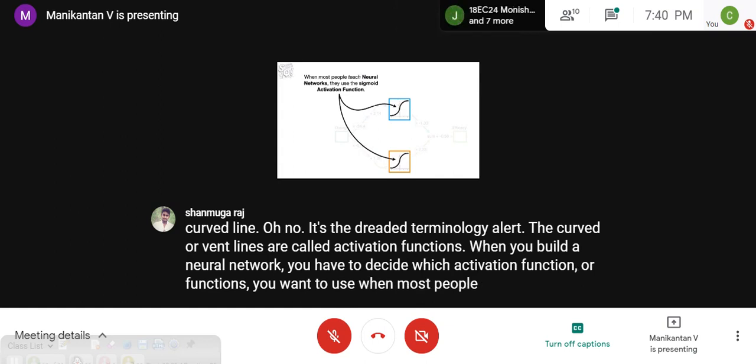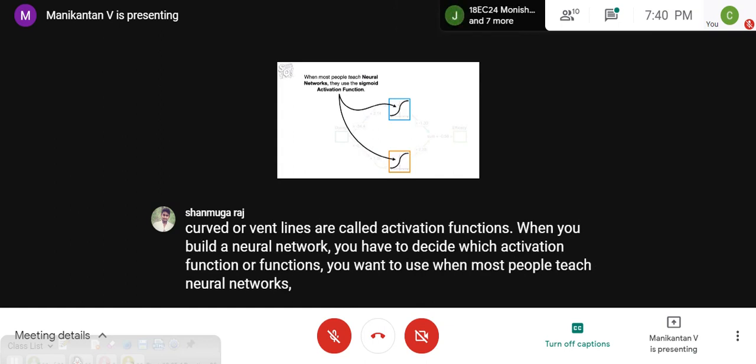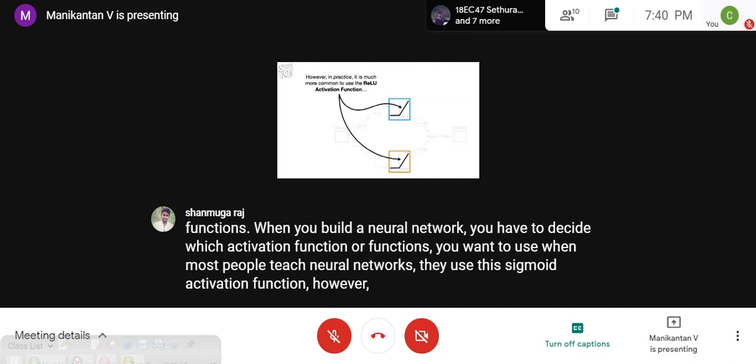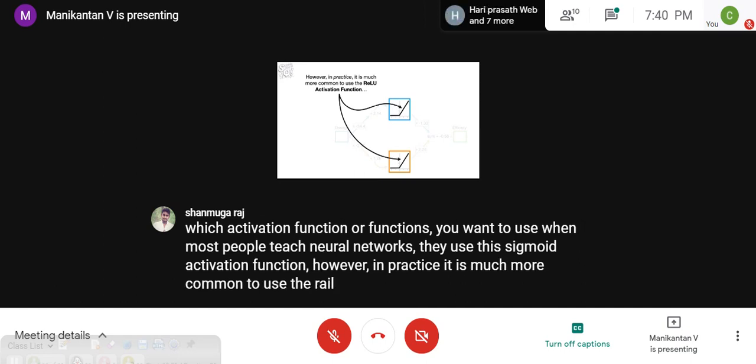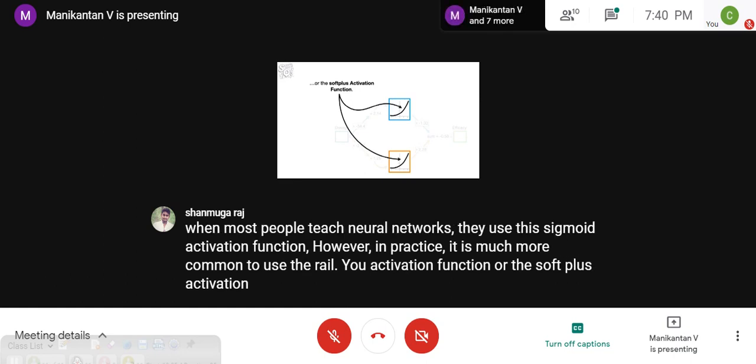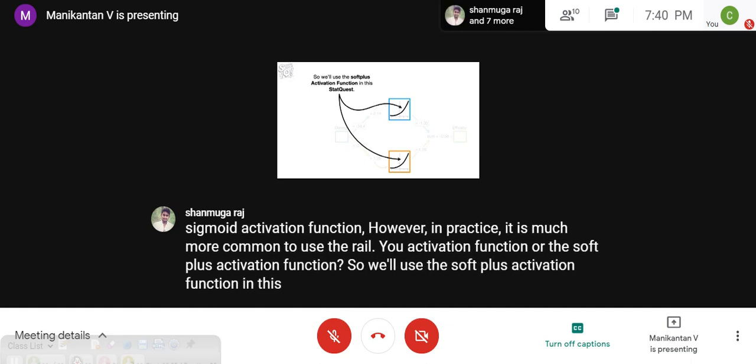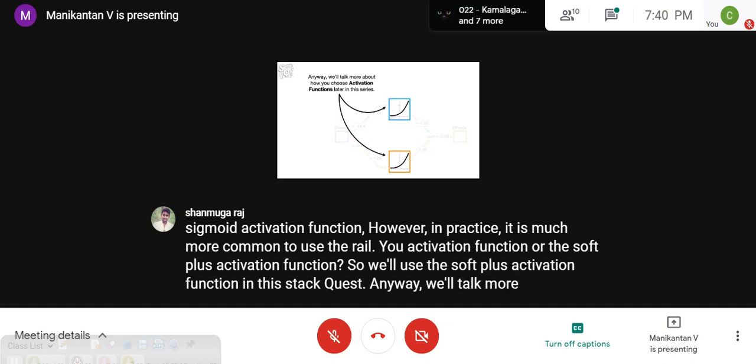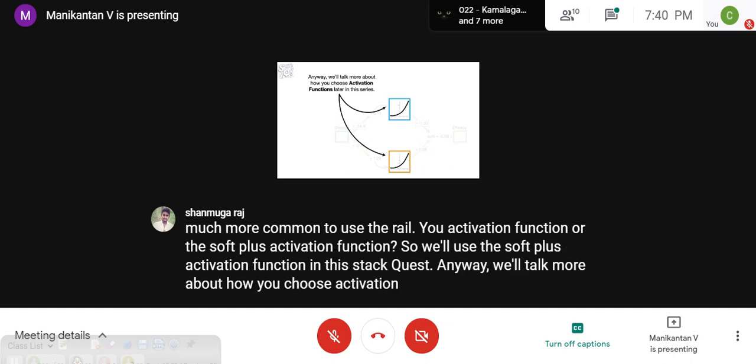When most people teach neural networks, they use the sigmoid activation function. However, in practice, it is much more common to use the ReLU activation function or the Soft Plus activation function. So we'll use the Soft Plus activation function in this StatQuest. Anyway, we'll talk more about how you choose activation functions later in this series.